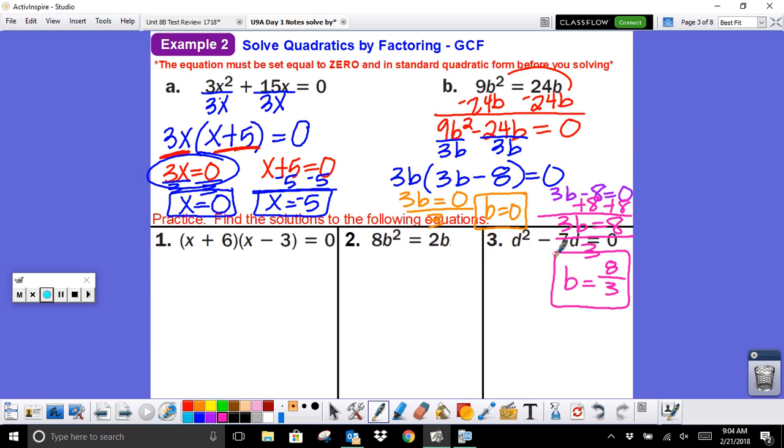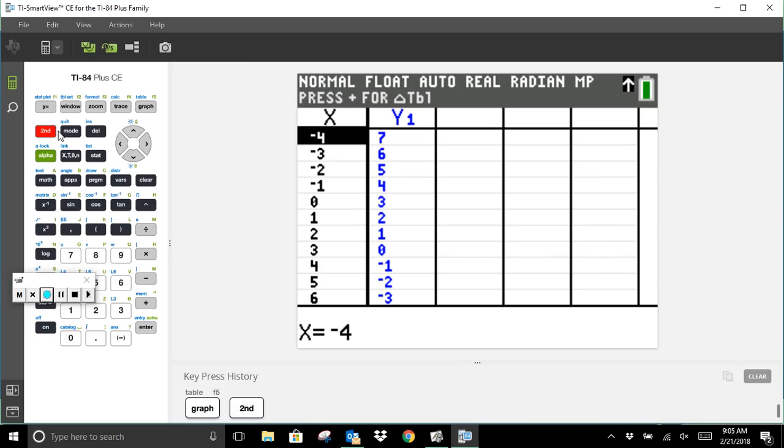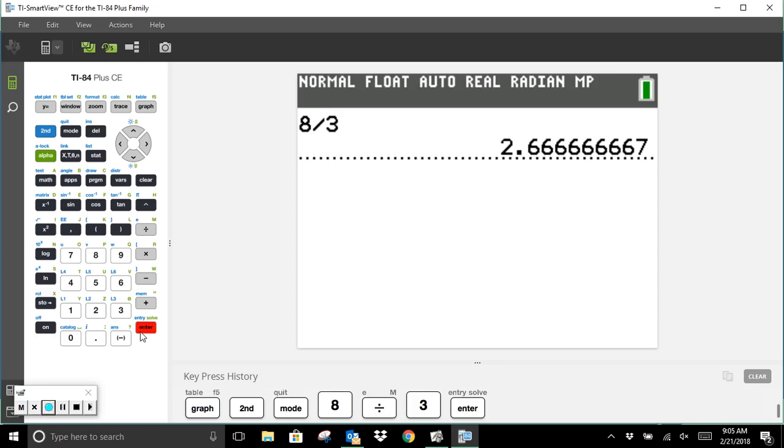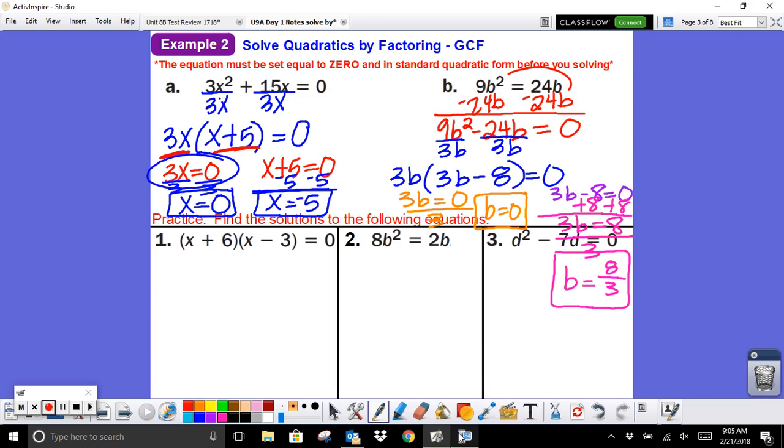Okay, I know that looks funny, but remember 8 over 3, that's just a number. So if I were to type that in my calculator, 8 divided by 3, that's just saying this parabola is crossing the x-axis at about 2.66. Okay, we just want to leave it as 8 over 3 because that's a nicer number.